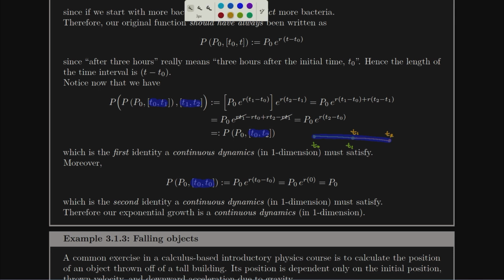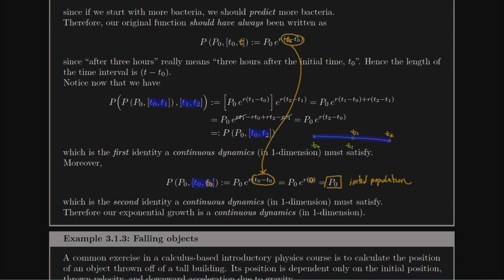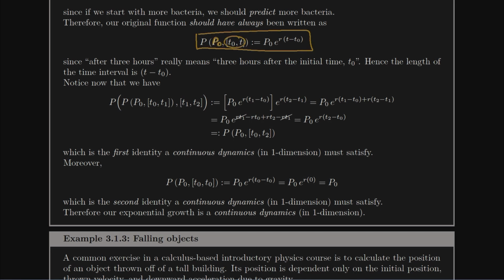If I'm plugging in t0 for the second bound in my time window, that's me putting a t0 right there. So we see that the power in the exponential happens to be a power 0, but a power 0 is going to make that exponential equal to 1, and I'm just going to be left with P0, my initial population. And so we see that this function of an initial population P0 and a time window satisfies both properties of dynamics. We can say this is actually going to predict the future for us. So that's really nice that we can mathematically verify that something has the ability to predict the future for us.